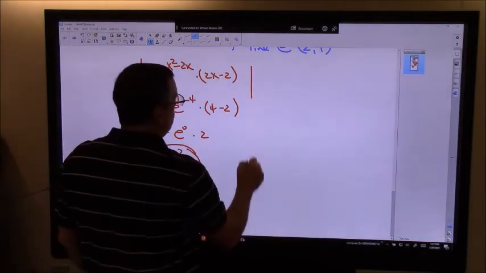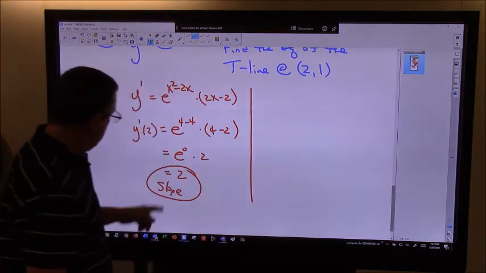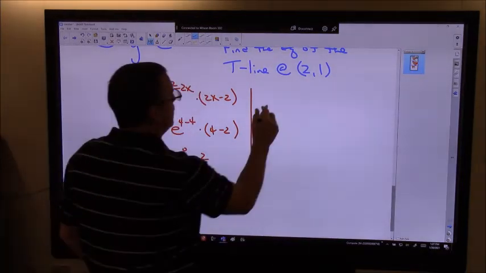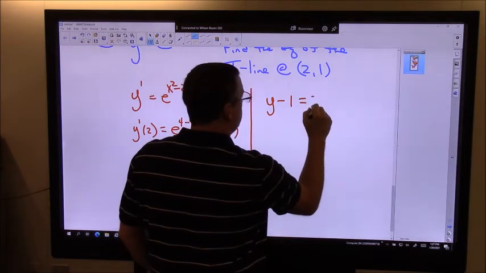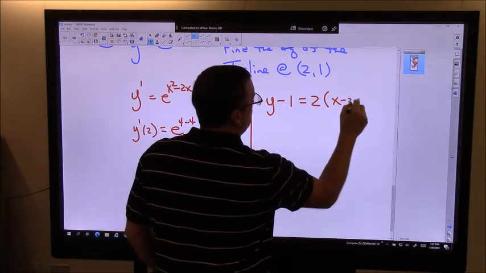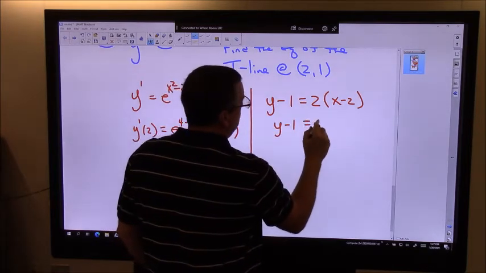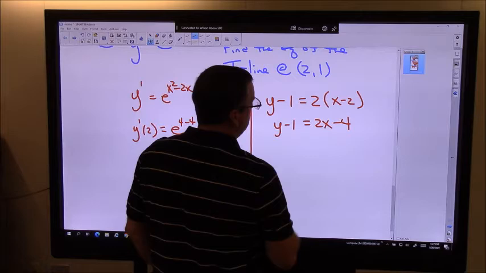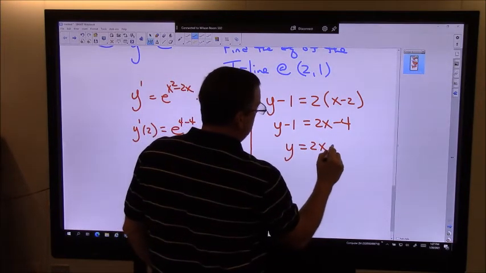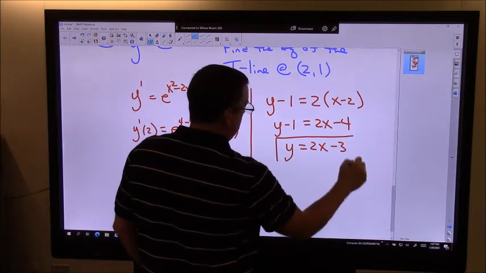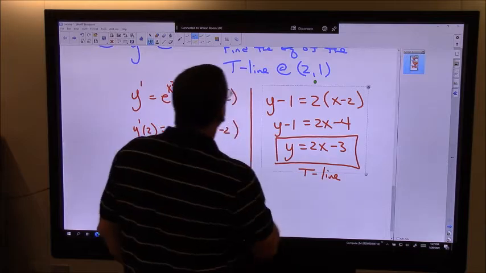And so now I can go back and use this point right here along with that slope and write the equation of a line. Y minus the y value equals the slope times x minus the x value. So if we distribute that, y minus 1 equals 2x minus 4. Add 1 to both sides, we get y equals 2x minus 3. There's our tangent line.